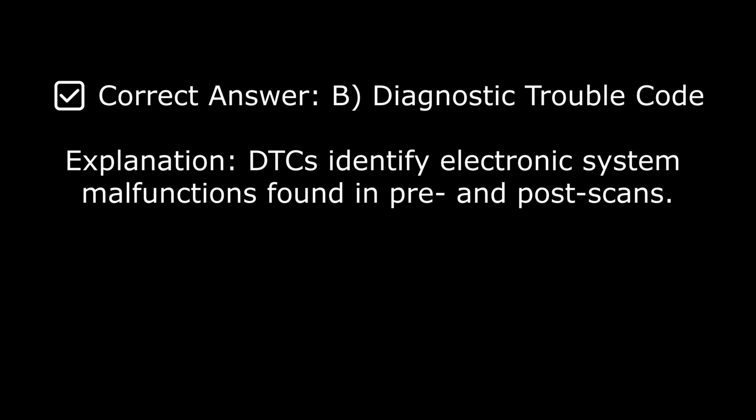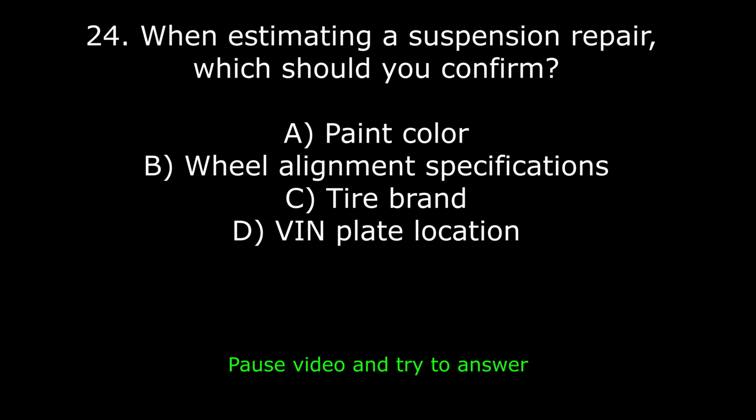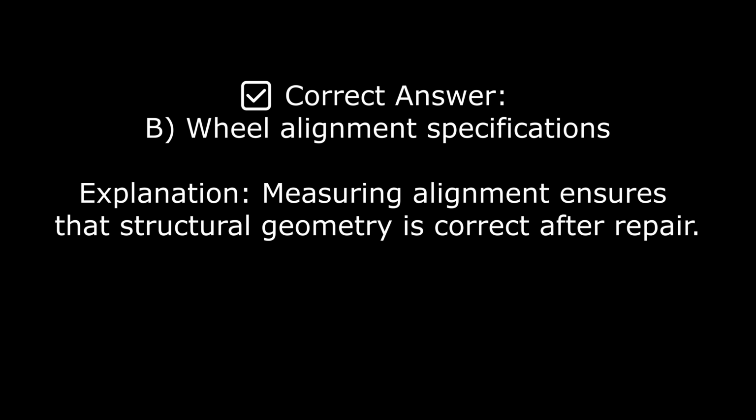24. When estimating a suspension repair, which should you confirm? A. Paint color, B. Wheel alignment specifications, C. Tire brand, D. VIN plate location. Correct answer, B. Wheel alignment specifications. Explanation: measuring alignment ensures that structural geometry is correct after repair.